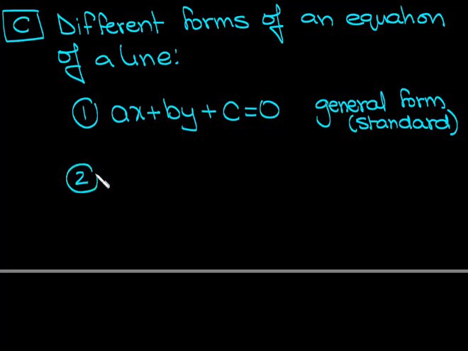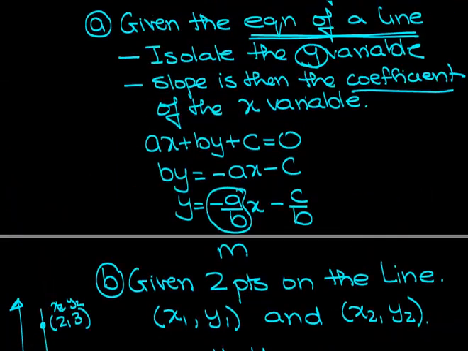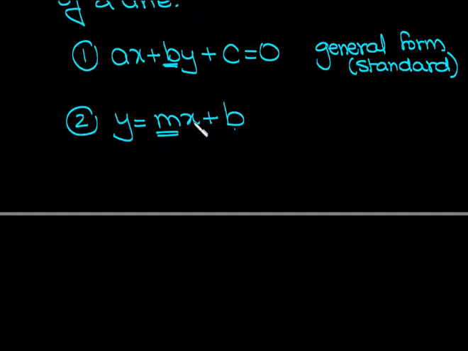The second form is this, where you have y isolated, so we get y = mx + b. Again, this b has nothing to do with the other b, just so you guys know. Remember we talked about earlier, when we want to find the slope, we can isolate the y term, and the coefficient of x is your slope. This is the coefficient of x, the number in front of x, so that's my slope. So this is called the slope intercept form.